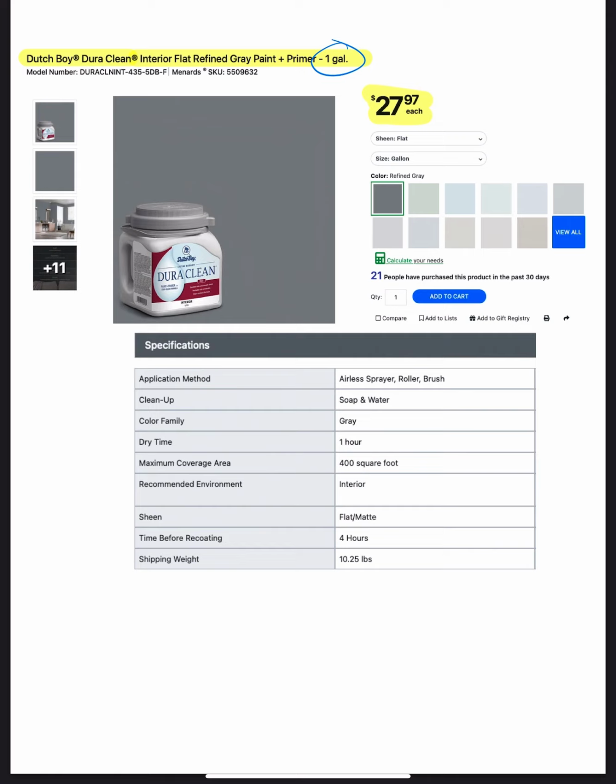Well, I scroll down the page a little bit, and there's this big table with all this different information. But for our purposes, what we need to know is the maximum coverage area, or how much area this 1 gallon of paint is going to cover. It's telling me that this 1 gallon of paint maximum is going to cover 400 square feet. We're going to use that information along with the dimensions of my room in order to figure out how much paint I'm going to need to buy.